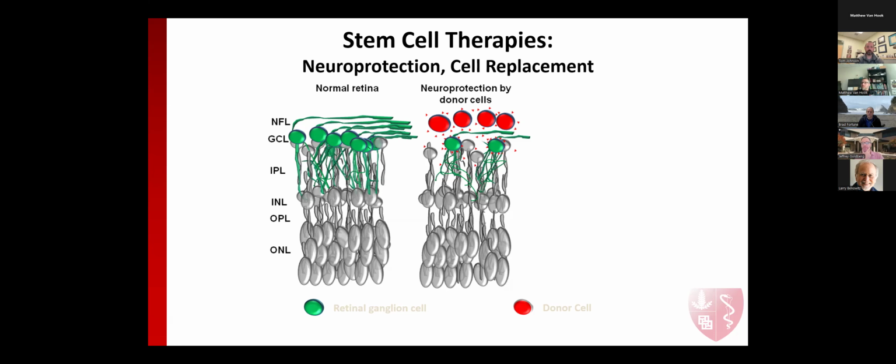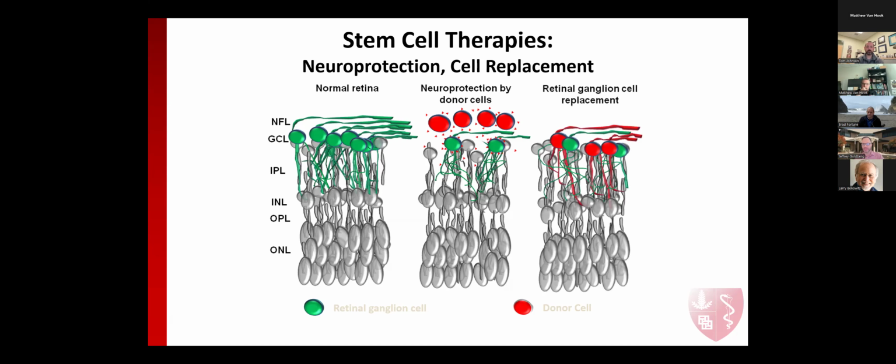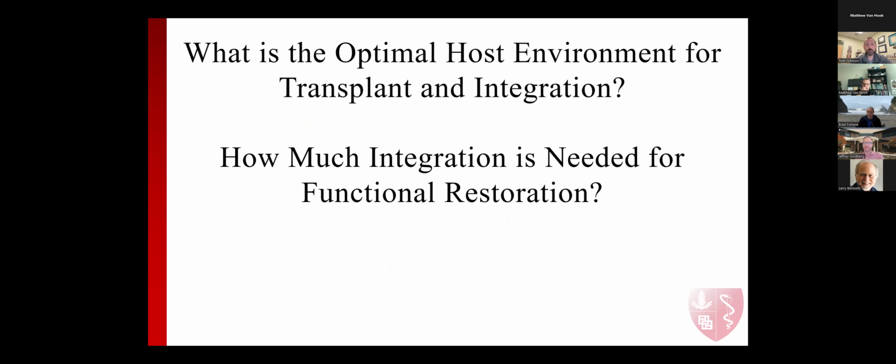A lot of us are focused pretty heavily on mainly putting RGCs into a transplant model, even if they're stem cell derived RGCs, but the other cells, including the stem cells themselves, we and others have published, have profound functional implications on the host as well. Obviously, at the end of the day, we are also looking for retinal ganglion cell replacement in these approaches. And today's a great opportunity to continue this discussion about what's the optimal host environment for transplant and integration.